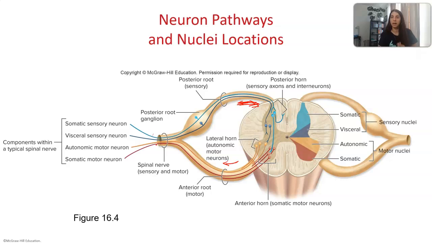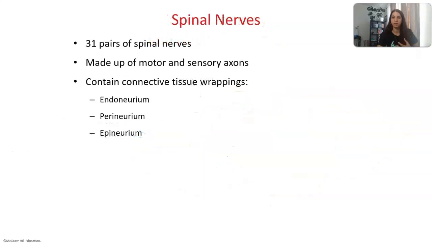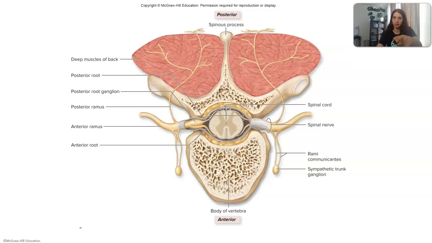When we looked at what a nerve is made up of in chapter 14, we saw that there's connective tissue covering, that we have axons with myelination, and we have this connective tissue covering that brings together many thousands of axons to form a single spinal nerve. So what we see here is that the spinal nerve is actually formed in the intervertebral foramen.